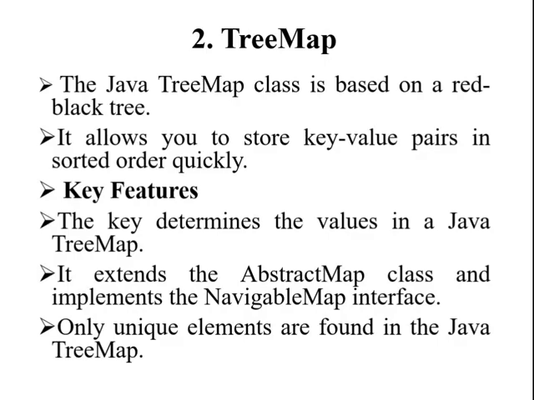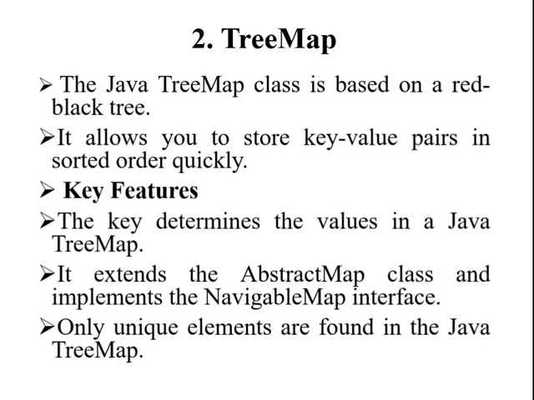The next type of map is TreeMap. The Java TreeMap class is based on a red-black tree. It allows you to store key value pairs in a sorted order quickly. The following are the key features of the Java TreeMap class. First, the key determines the value in a Java TreeMap. Second, it extends the AbstractMap class and implements the NavigableMap interface.